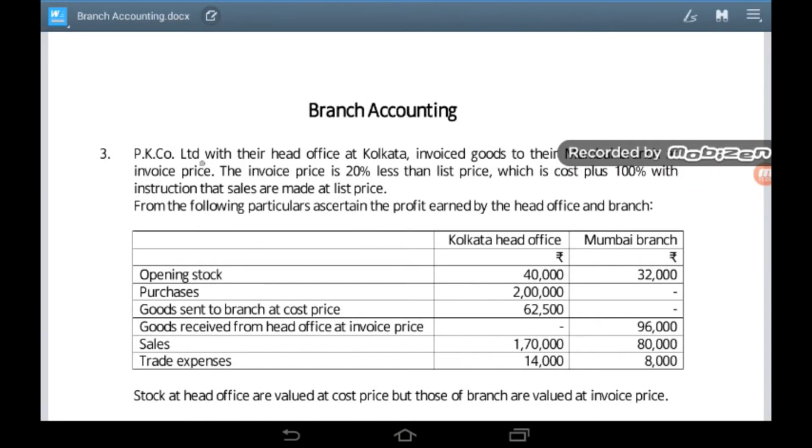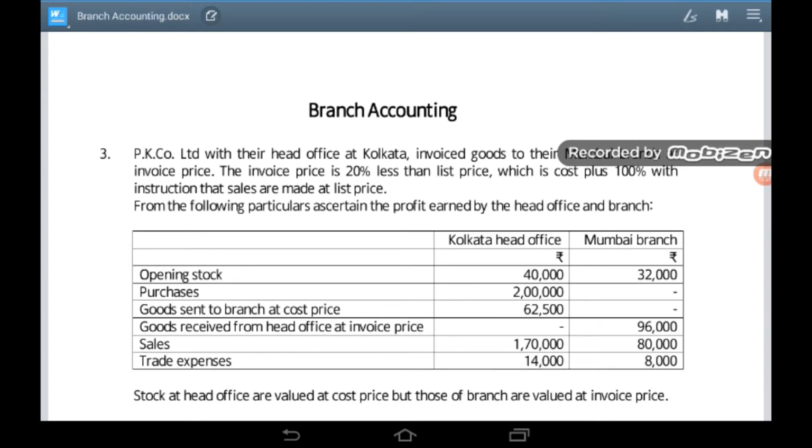Today we will do a problem on branch accounting. PK Company Limited, with their head office at Kolkata, invoiced goods to their Mumbai branch at invoice price. The invoice price is 20% less than list price, which is cost plus 100%, with instruction that sales are made at list price. From the following particulars, ascertain the profit earned by the head office and branch.